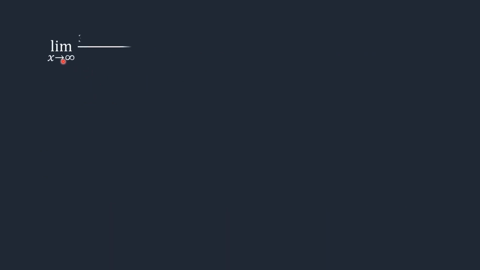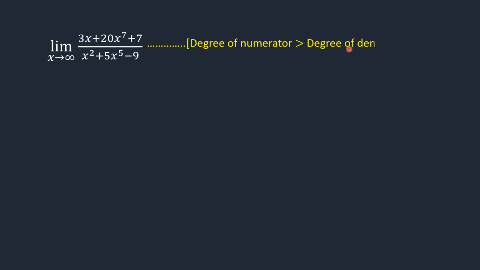Solve the limit of 3x plus 20x to the power 7 plus 7 divided by x squared plus 5x to the power 5 minus 9 as x approaches infinity. This is a rational function. The degree of the numerator is 7 and the degree of the denominator is 5. This is a rational function with degree of numerator greater than the degree of denominator.